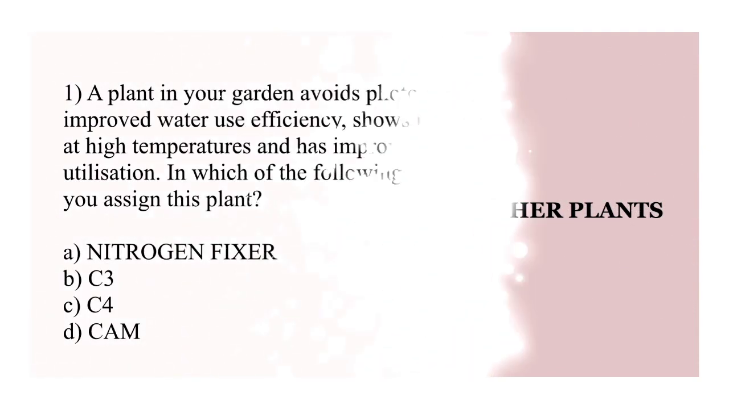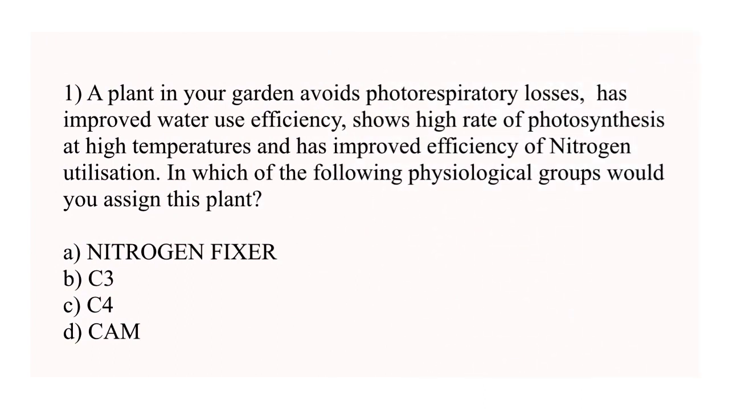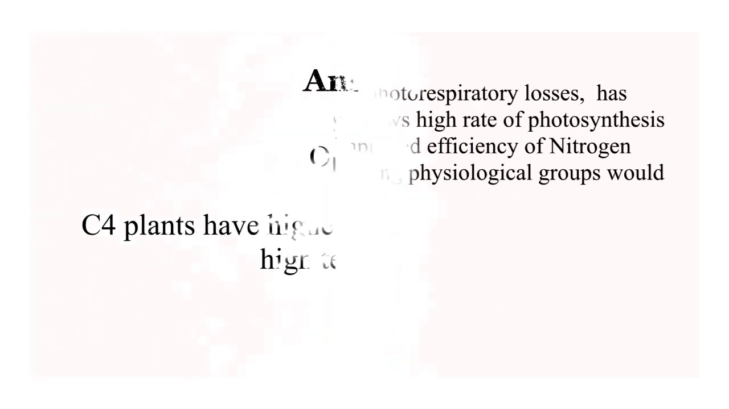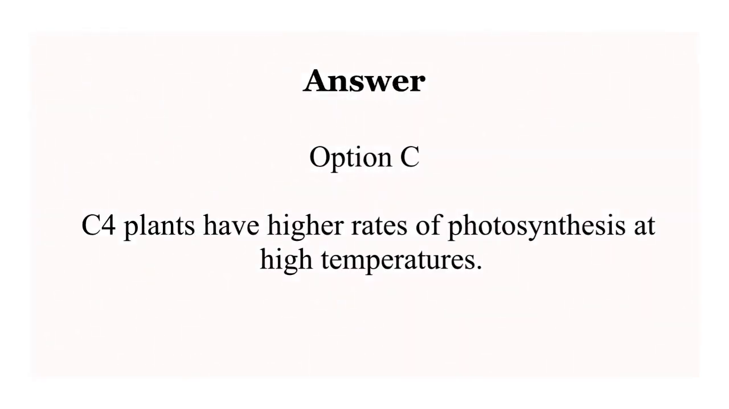For biology, we'll be looking into certain questions from photosynthesis in higher plants. So the first question is, a plant in your garden avoids photorespiratory losses, has improved water use efficiency, shows higher rates of photosynthesis at high temperatures, and has improved efficiency of nitrogen utilization. In which of the following physiological groups would you assign this plant? The options are nitrogen fixer, C3, C4, and CAM. So the answer is option C.